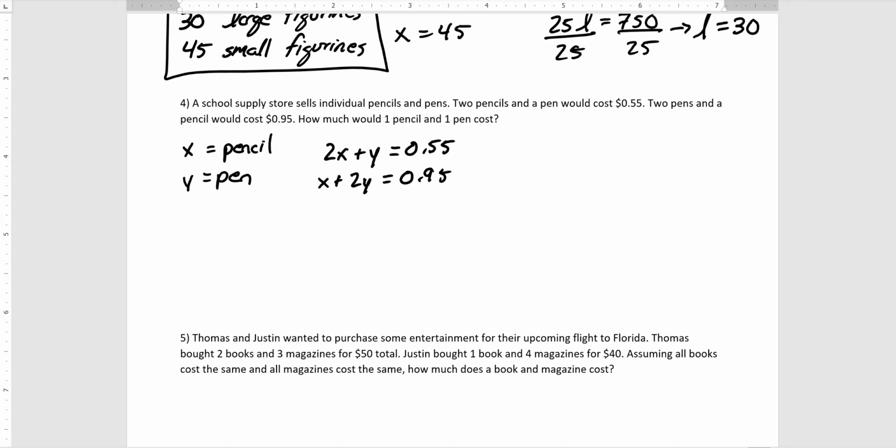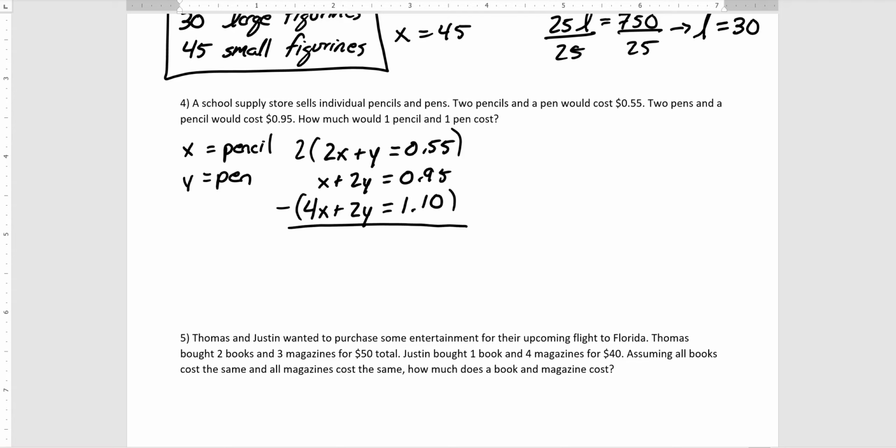Alright, I'm going to use elimination. And if you use substitution, that's totally fine. Like I said, the method that you use to solve really doesn't matter here. But I'm going to multiply this top equation by 2 so that we have the same number of pens. So that means I would have 4 pencils and 2 pens, and that'd be 1.10. Alright, now let's subtract that bottom one.